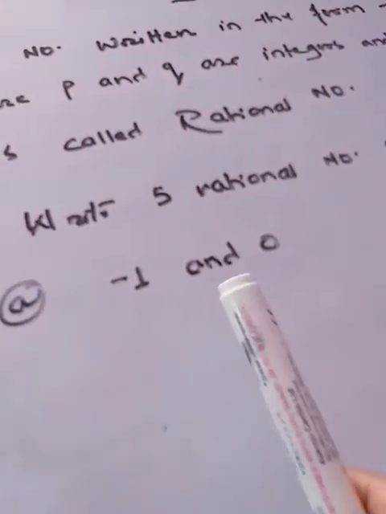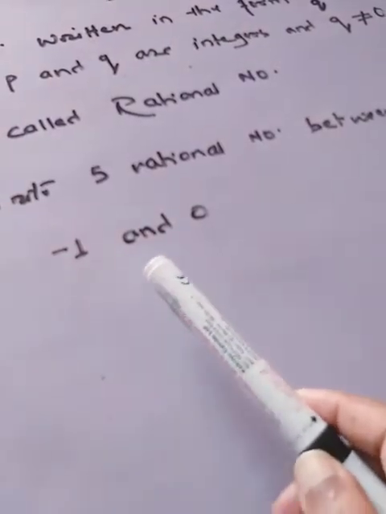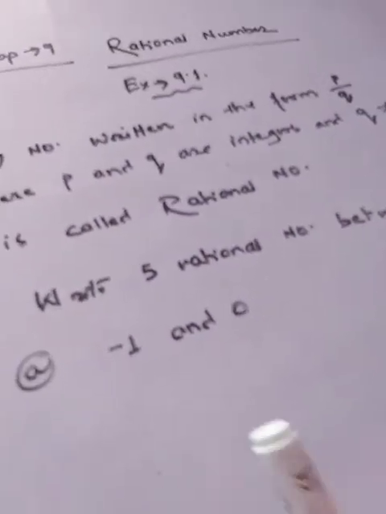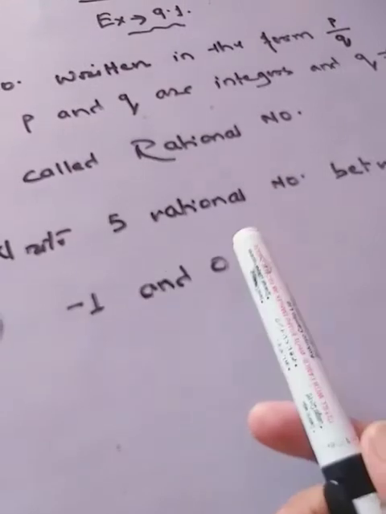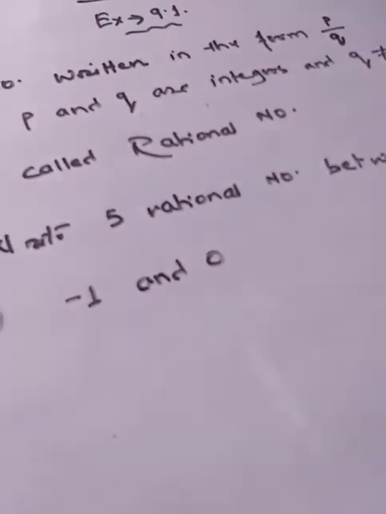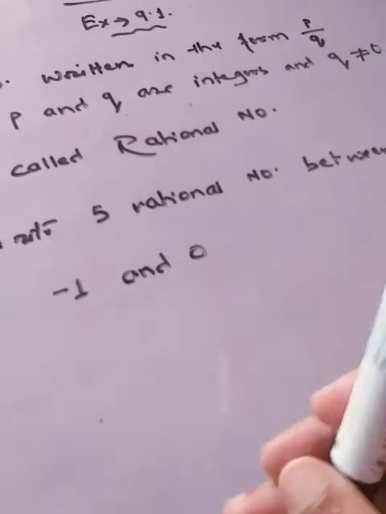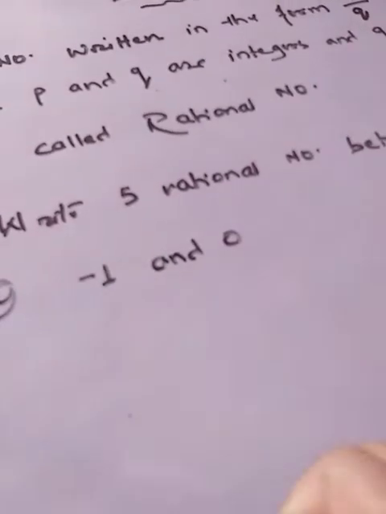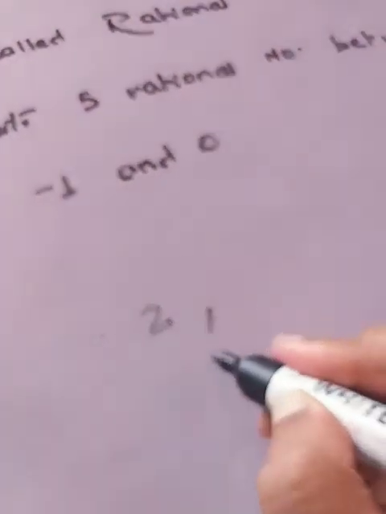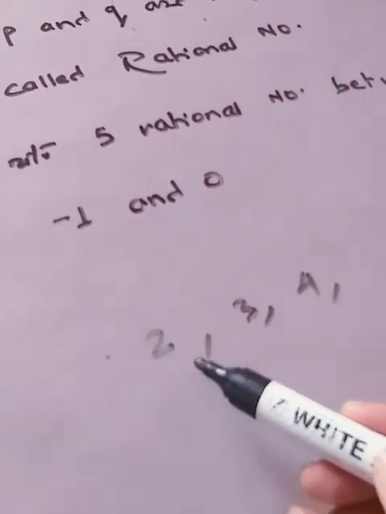Now let's move on to the first sum of exercise 9.1. The first sum is, write 5 rational numbers between minus 1 and 0. For this type of sum, whether they are asking for 5 rational numbers, 6, 2 or 3, it doesn't matter. The first and foremost thing is to see whether the 2 given numbers are rational numbers. Now you will say, sir, 2 is a rational number, 3 is a rational number, 4 is a rational number. But sir, they are not in the form of p by q, isn't it?